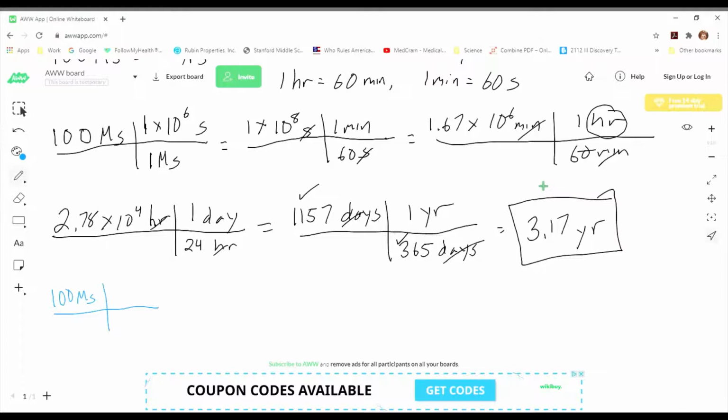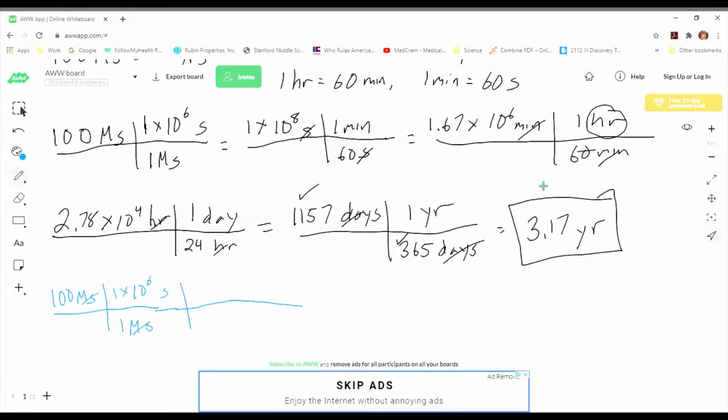And then we said 1 times 10 to the 6th seconds over 1 megasecond. I'm going to continue this line. So our megaseconds cancel there. And then 1 minute is 60 seconds. So our seconds cancel here. And then 1 hour over 60 minutes. So our minutes cancel there.